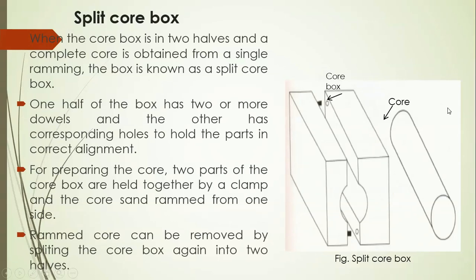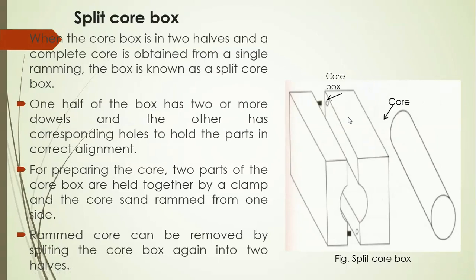Means in a single ramming we can prepare this type of cylindrical core. One half of the box has two or more dowels. You can see here, this is one half of the box. This black color is dowels, and the dowels are also called dowel pins, and they are fitted inside the holes at the other respective location, and the other half has a corresponding hole to hold the parts in correct alignment. Means during ramming, the two parts of the core box must not loosen from their place.